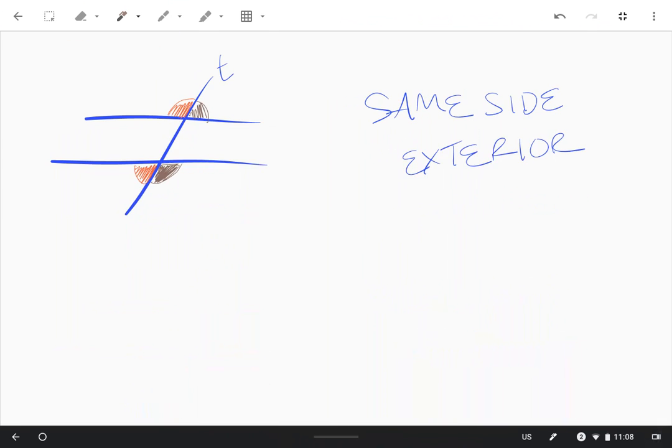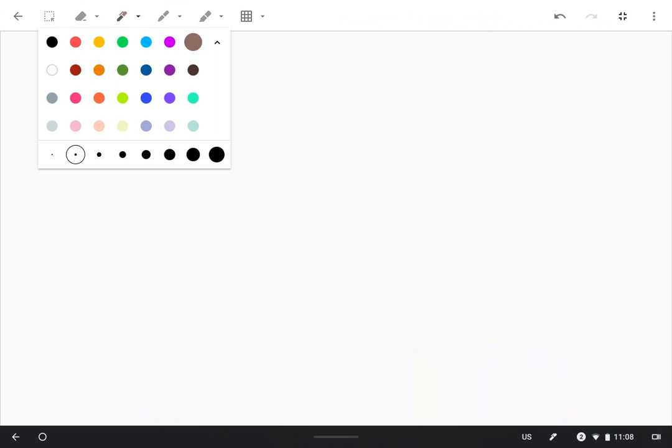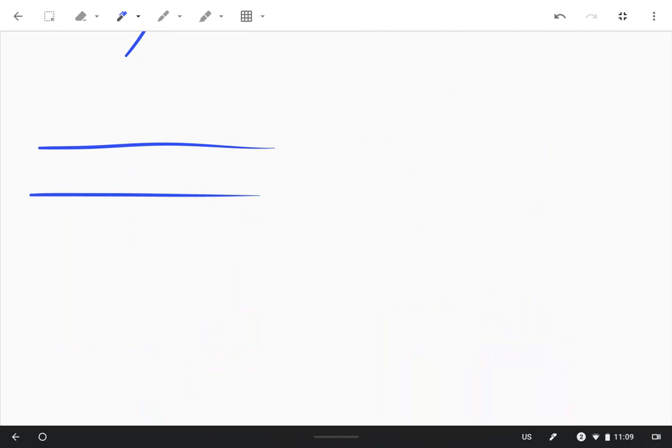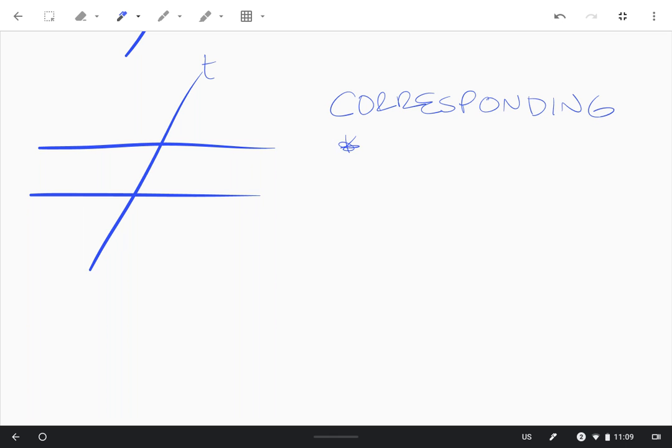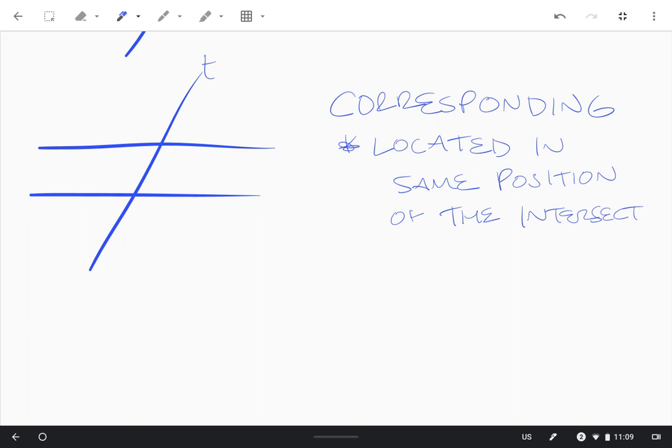So corresponding is a little bit of a different concept, but let's go ahead and draw another diagram here. Let's say we have these. It's my T line. So corresponding means basically located in the same position of the intersection.